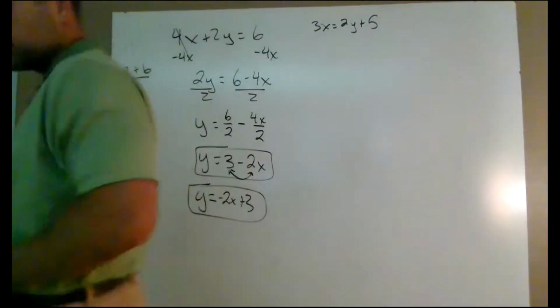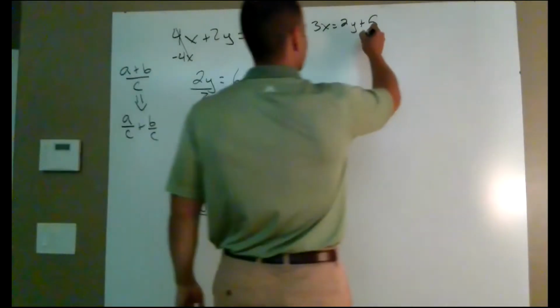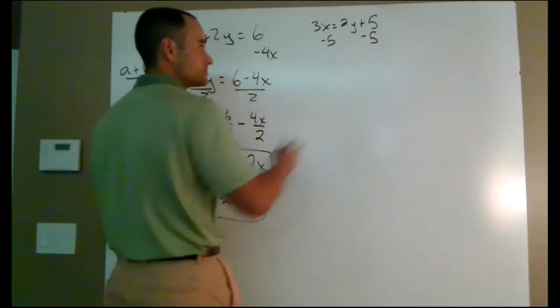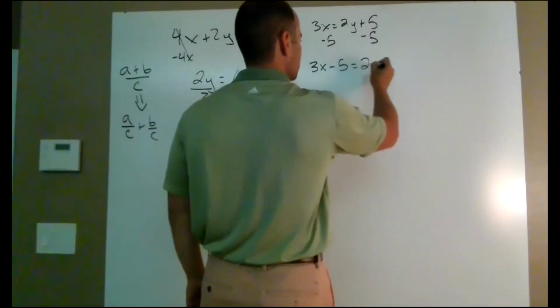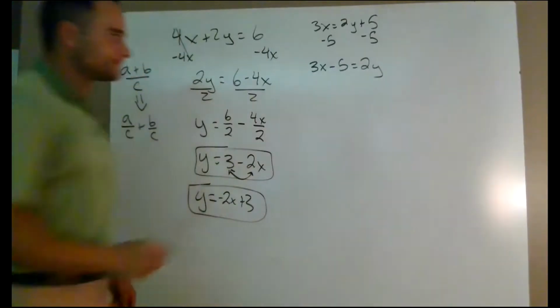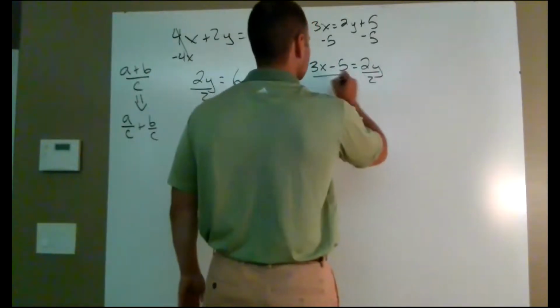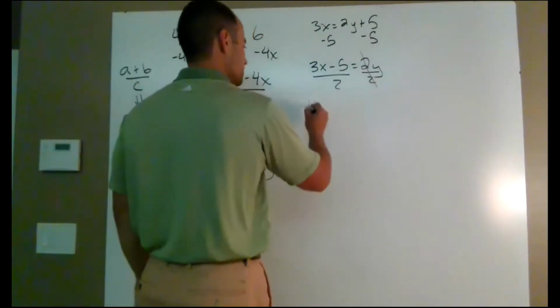3x is equal to 2y plus 5. All right, to put this in slope-intercept form, I need to solve the equation for y. I'm going to subtract 5 from both sides. 3x minus 5 is equal to 2y. Then I'm going to divide both sides by 2. Those are going to cancel.